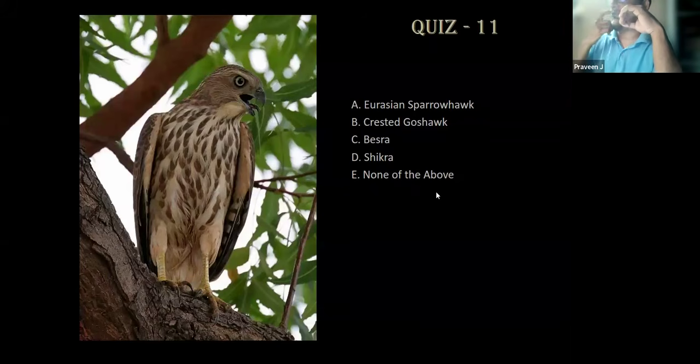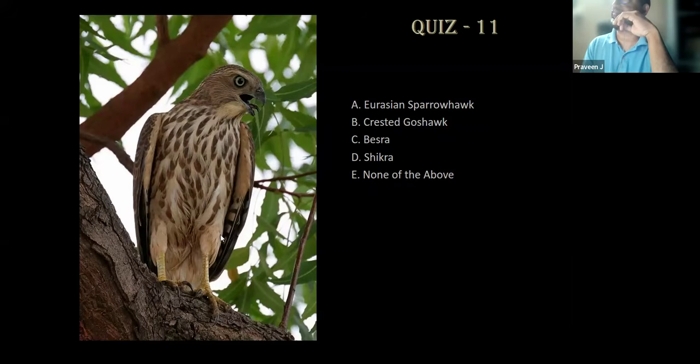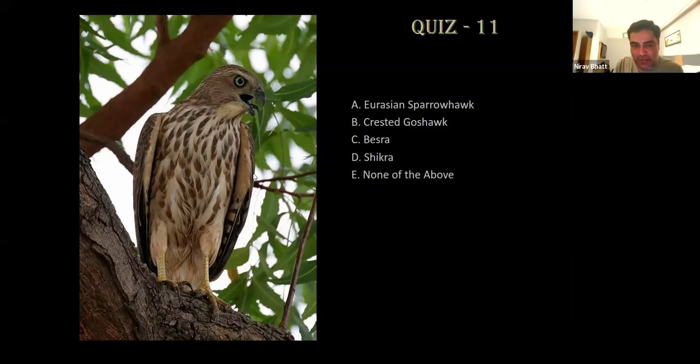In the interest of time, I think we can move ahead. Here we have 43% Shikra, 30% Crested Goshawk. Your voice cracked. Okay, so we should move ahead here. About 46%, almost 50% have got it correct.